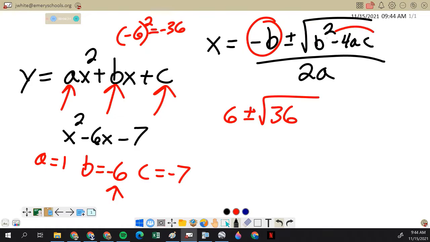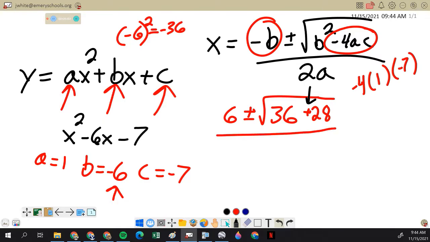And then this piece of the equation is where students usually make mistakes. I recommend writing it out to the side. Negative 4 times 1 times negative 7. What is negative 4 times 1 times negative 7? 28. Positive. And then we write plus 28. And the reason I recommend doing it that way is you are less likely to mess up that sign if you write everything out to the side. Over, what is 2 times a?